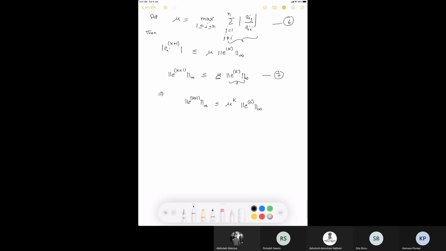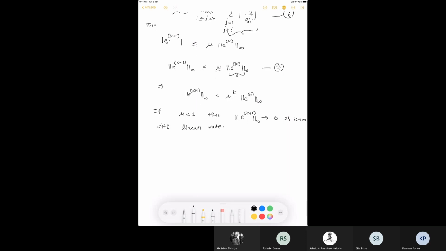Okay. So from here, you can observe that if mu is strictly less than 1, then this term goes to 0 as k goes to infinity. That is, the error goes to 0 as you increase k if your mu is strictly less than 1. And this convergence is linear. So the requirement for the convergence is mu less than 1.